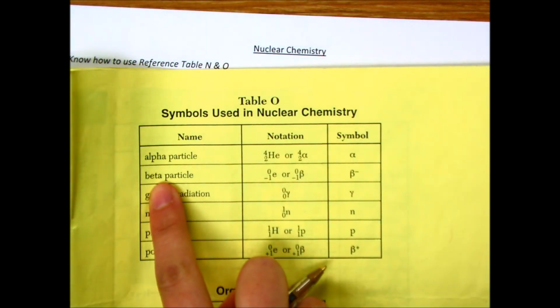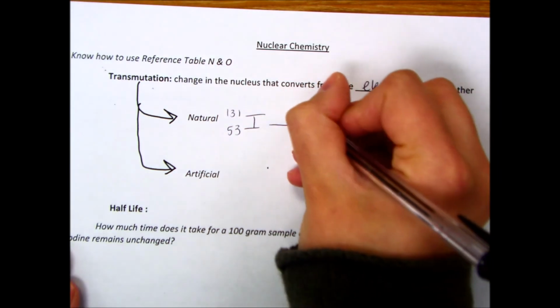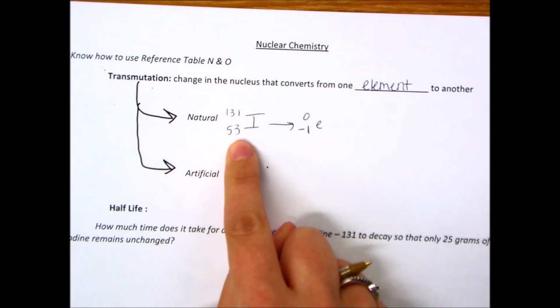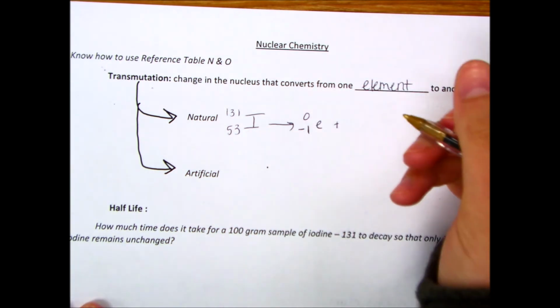That's how I know it's a beta decay, and I use this notation in my equation here. So this iodine-131 is radioactive, it's unstable, it will spontaneously emit this beta particle. And what am I left with then?